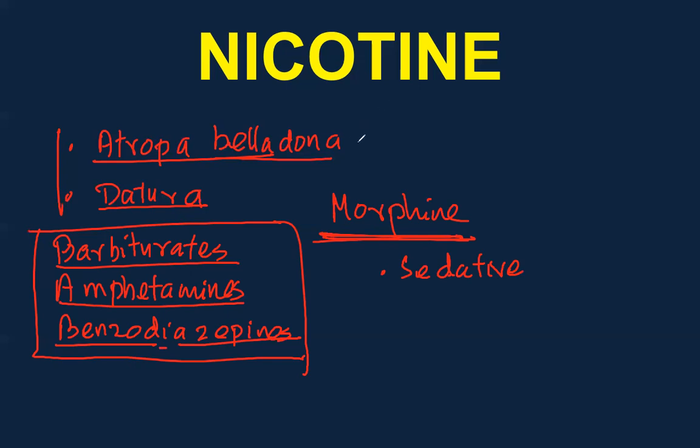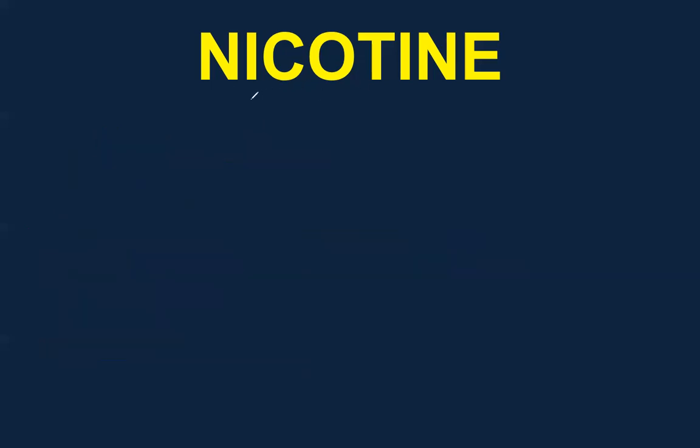Illegally made in many countries. That's the next drug, nicotine. How do we take nicotine? In India, nicotine is taken in the form of a beedi. That's an Indian cigarette. A cigarette is more westernized. The Indian cigarette is a beedi.